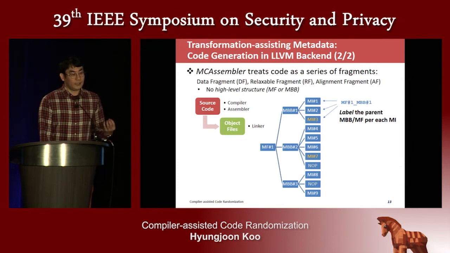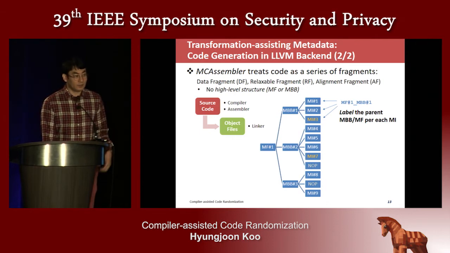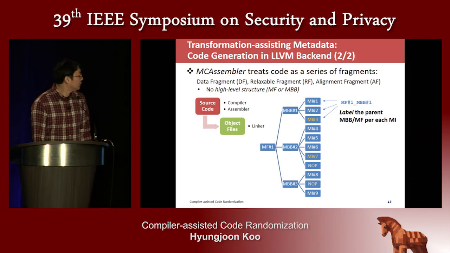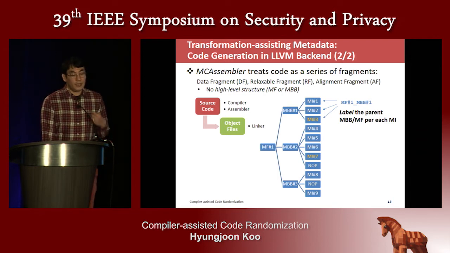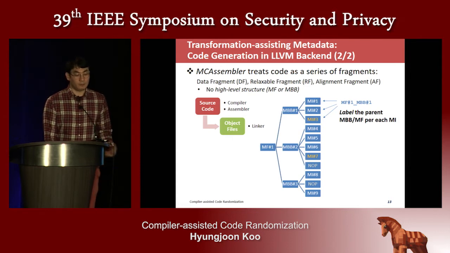Once this structure is complete, the machine code assembler treats the code as a series of fragments that are data, relaxable, and alignment fragments. At this point, the assembler does not have any high-level structure like a machine function or a machine basic block. So we label the parent machine basic block and machine function for each machine instruction. For example, here, machine instructions number 1, 2, and 3 belong to basic block number 1 and function number 1. So that's why we label them as machine function number 1 underbar BB number 1.